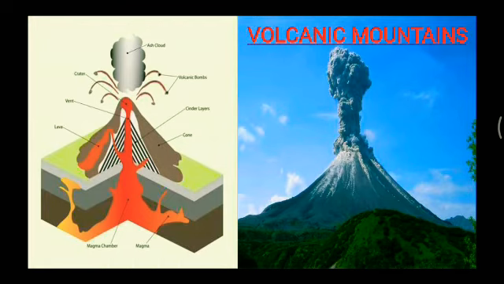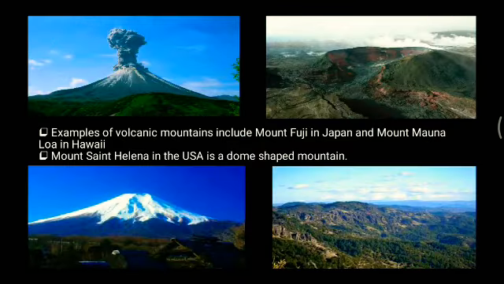Now, examples of volcanic mountains include Mount Fuji in Japan and Mauna Loa in Hawaii. So all these are the examples of what? Volcanic mountains.